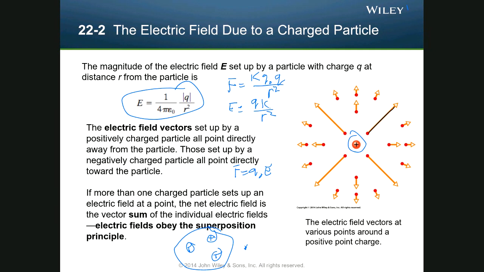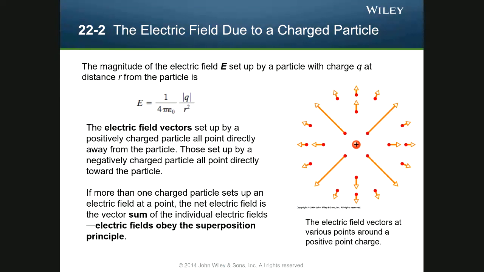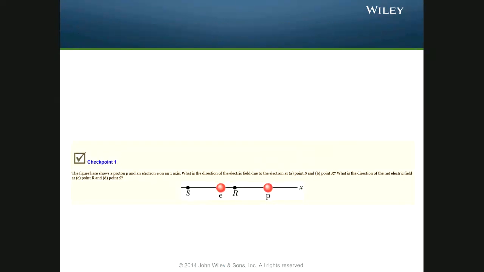So, going on, we have another checkpoint. The figure here shows a proton and an electron, E, on an x-axis. So we have our electron, we've got our proton. What is the direction of the electric field due to the electron at A, point S, and B, point R? What is the direction of the net electric field at point R and S? So that's pretty interesting, right?